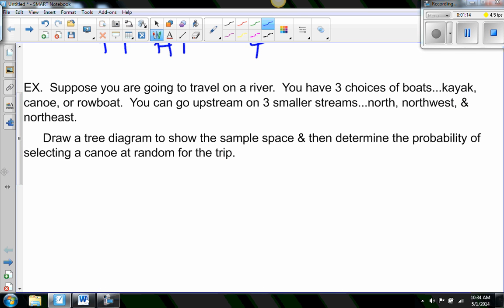You could just use the counting principle. It would probably be a little easier, but you can also draw out a diagram, which is what we're going to do right now. So I have 3 choices: kayak, canoe, and rowboat.